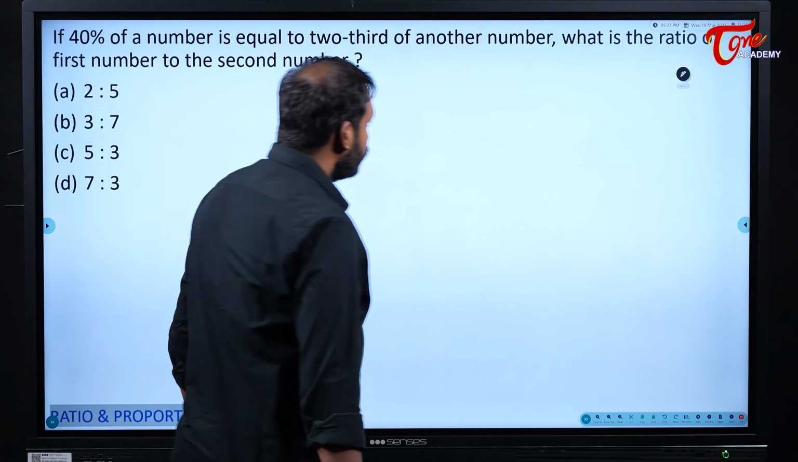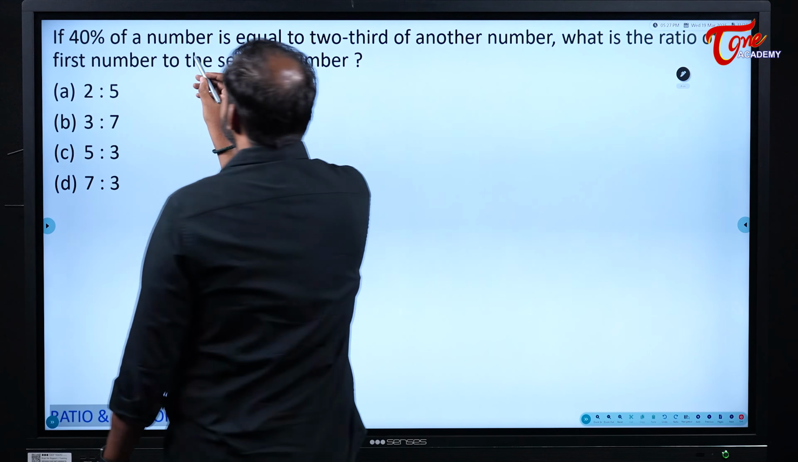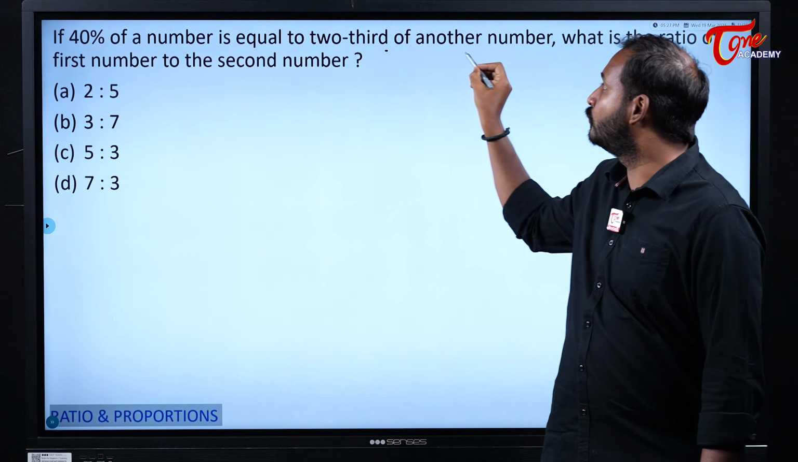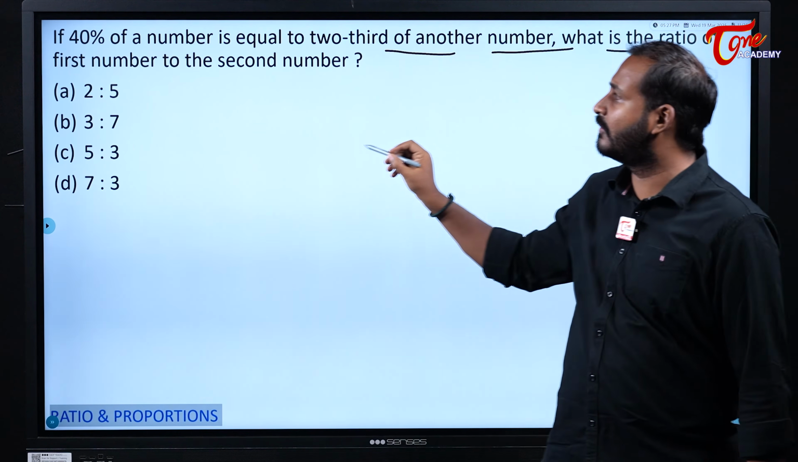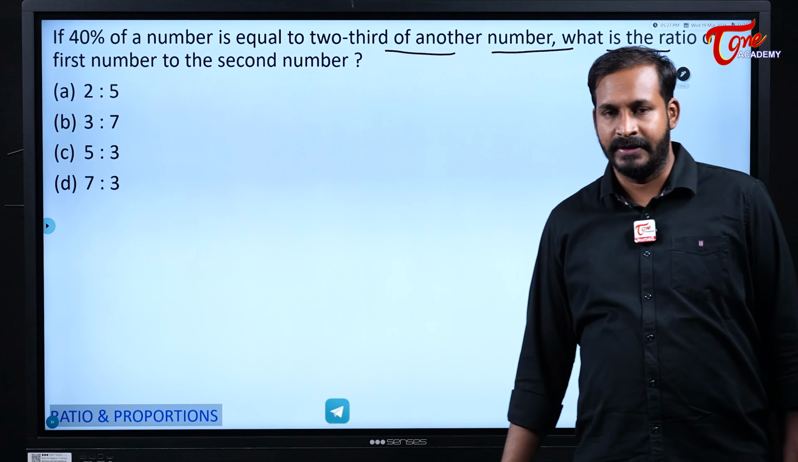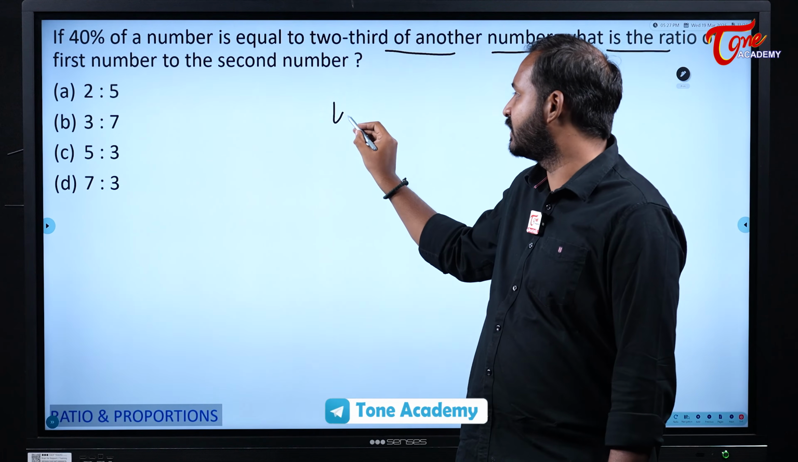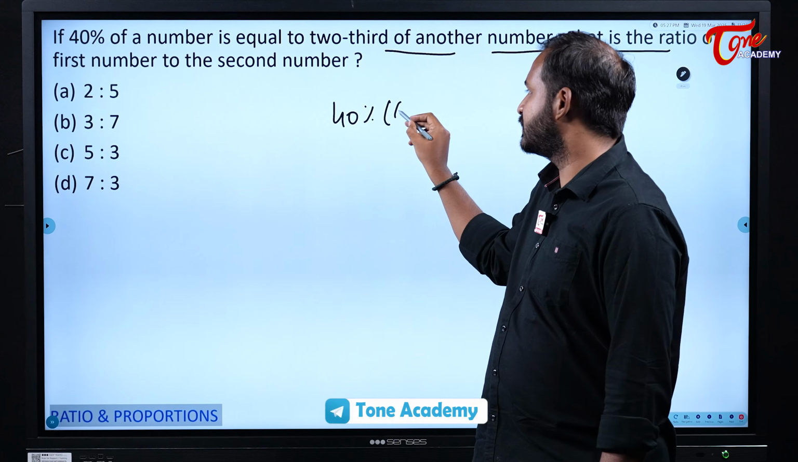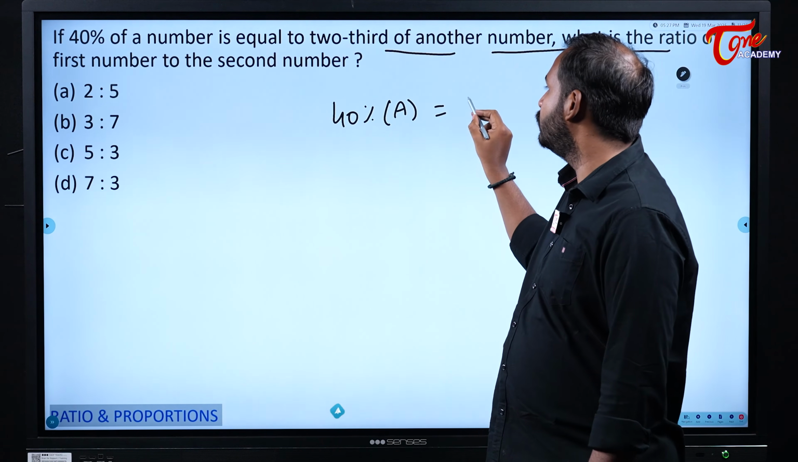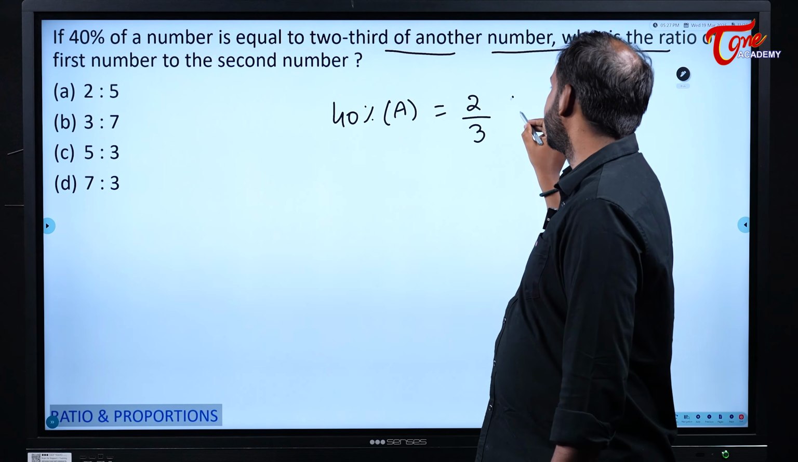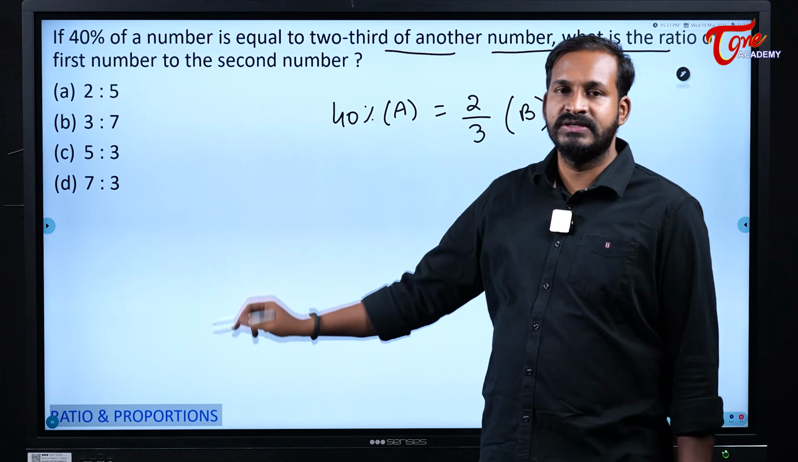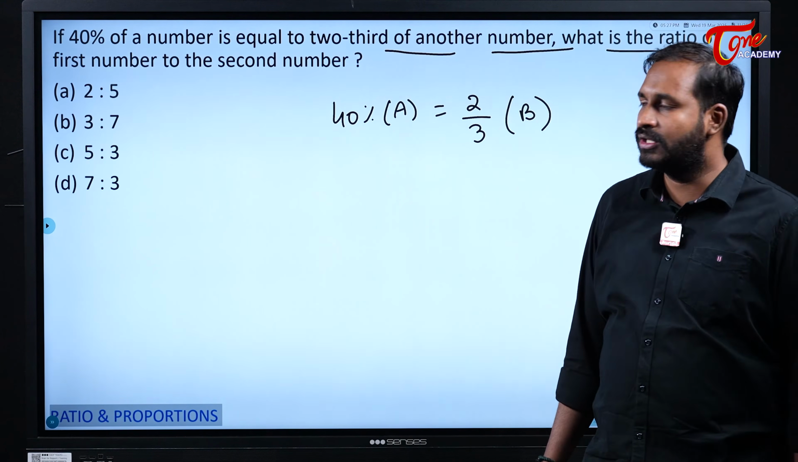Now we will see. If 40% of a number is equal to 2/3 of another number, what is the ratio of the first number to the second number? What they are telling is 40% of a number, assume it as A. 40% of A is equal to 2/3 of B. That is the relation they have given us.